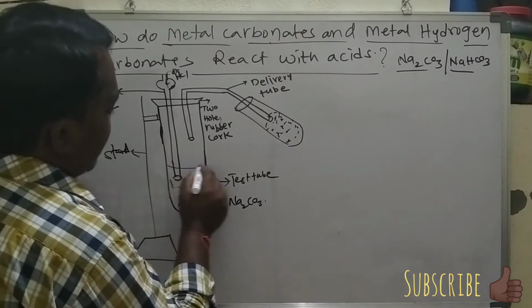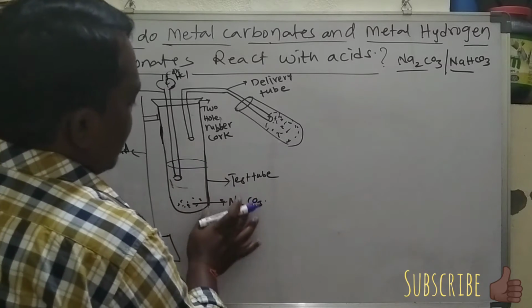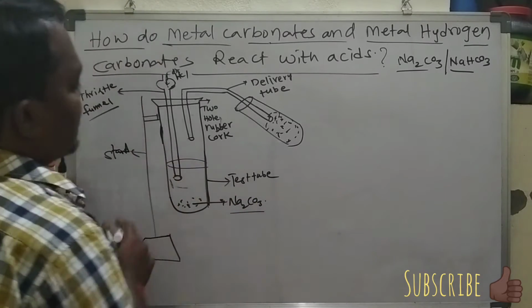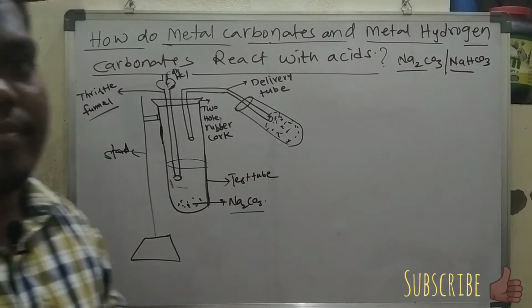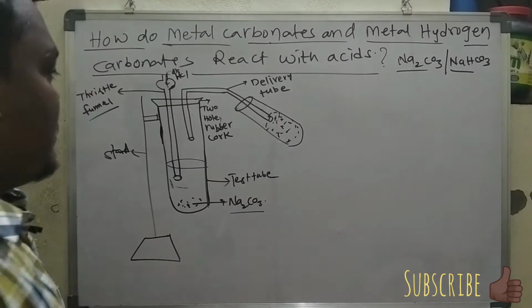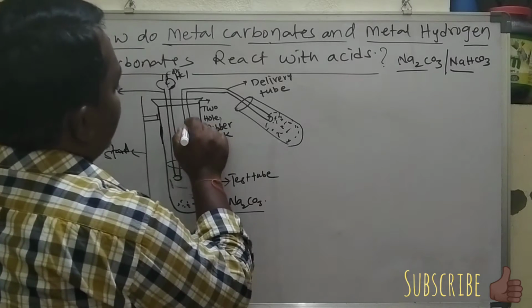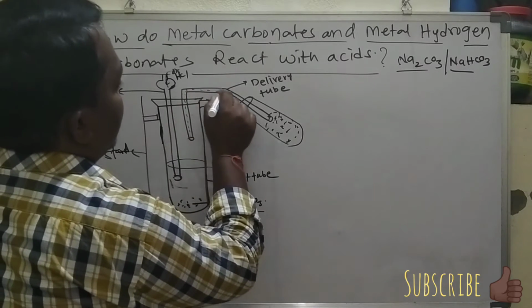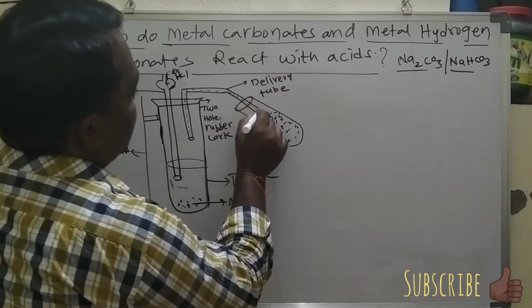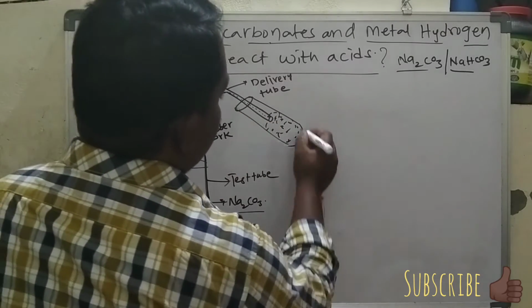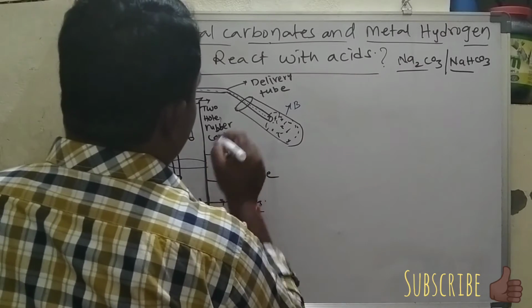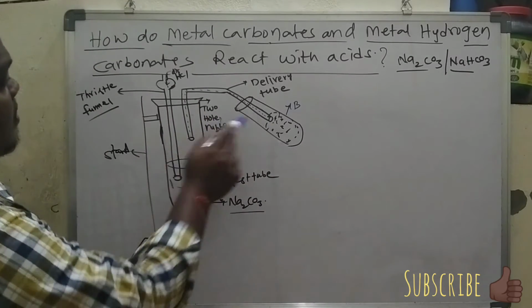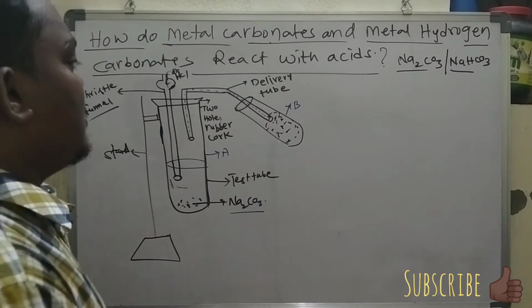We get a reaction between the metal carbonate and the acid. We get gas effervescence. The gas is liberated and passes through the delivery tube and reaches the second test tube. This is test tube B, and this is test tube A that I am taking here. So the gas reaches the test tube.